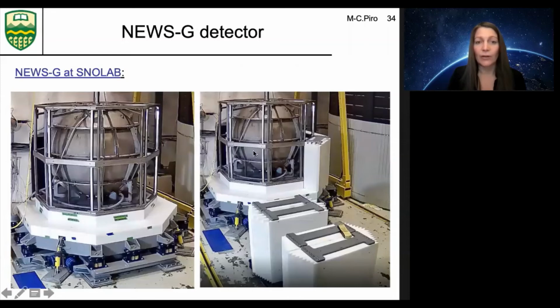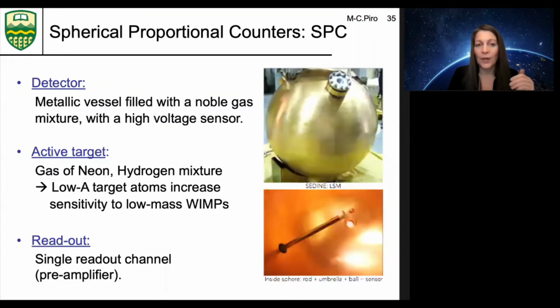Here is some picture of this detector, and it is a spherical proportional counter. So, in fact, it consists of a metallic vessel filled with a noble gas mixture. And in the middle, we have a high voltage sensor. The active target is in fact a gas of neon hydrogen mixture, so a very low atomic mass, to be able to probe very low mass WIMPs. And the signal readout is by just a preamplifier.